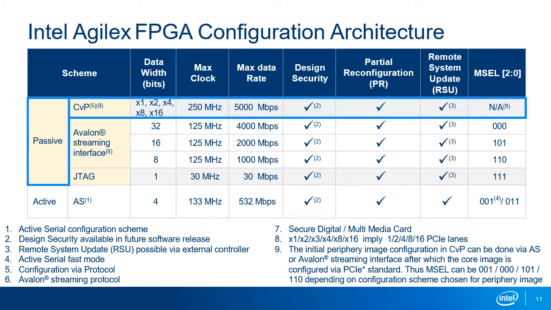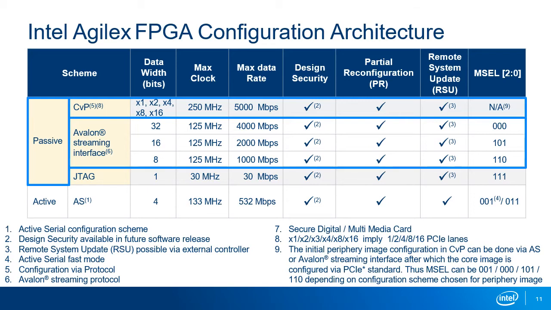CVP initial configuration dictates the MSEL settings for CVP. CVP initial configuration can be carried out using either active serial fast or Avalon streaming. The MSEL settings can thus vary for CVP.